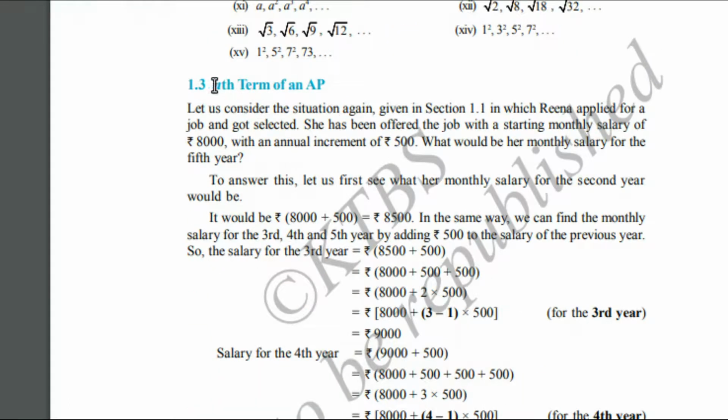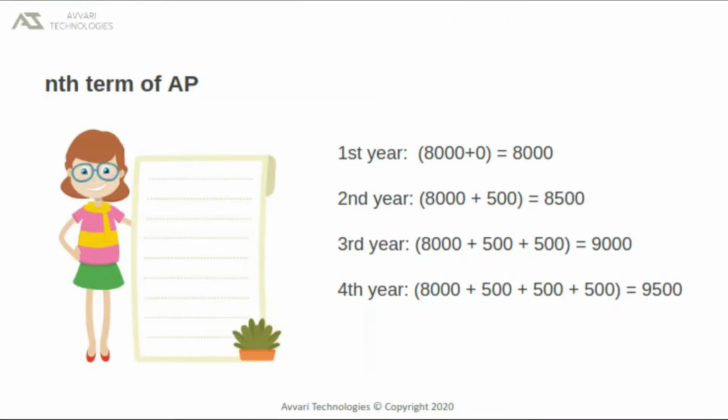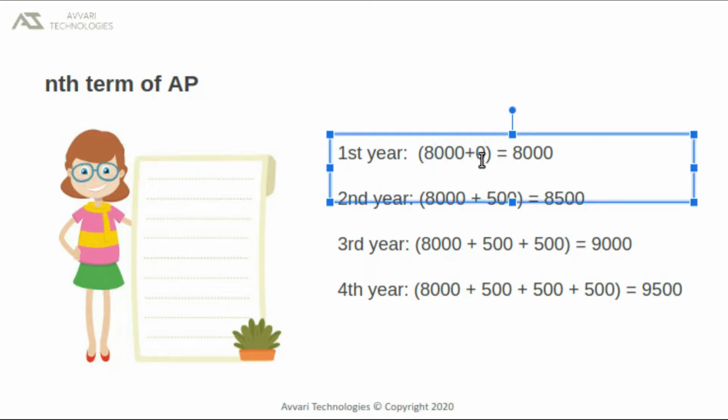Next is the nth term of an arithmetic progression. Now let us go to the previous example of Reena to find the nth term of an AP, arithmetic progression. The first year salary of Reena is 8000 rupees per month. 8000 could be written as 8000 plus 0. Any number added to 0 is the same number.